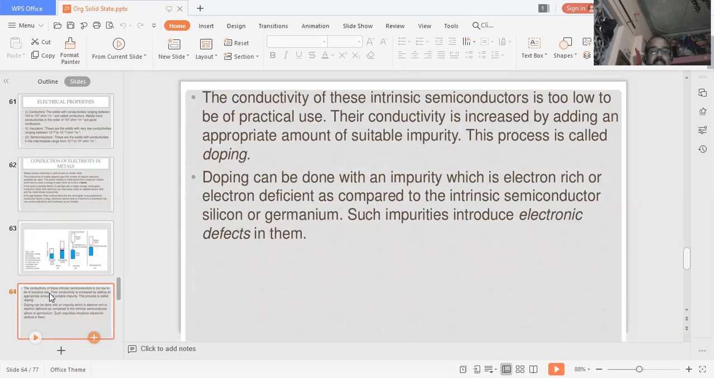So the next slide. The conductivity of intrinsic semiconductors is too low to be of practical use. Their conductivity is increased by addition of an appropriate amount of suitable impurities. This process is called doping. Doping can be done with an impurity which is electron rich or electron deficient as compared to the intrinsic semiconductor, silicon or germanium. Such impurities introduce electronic defects in them.